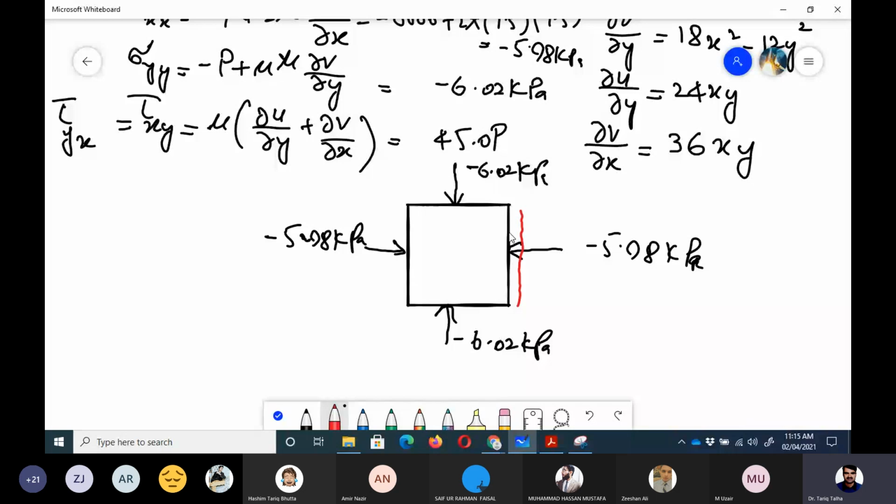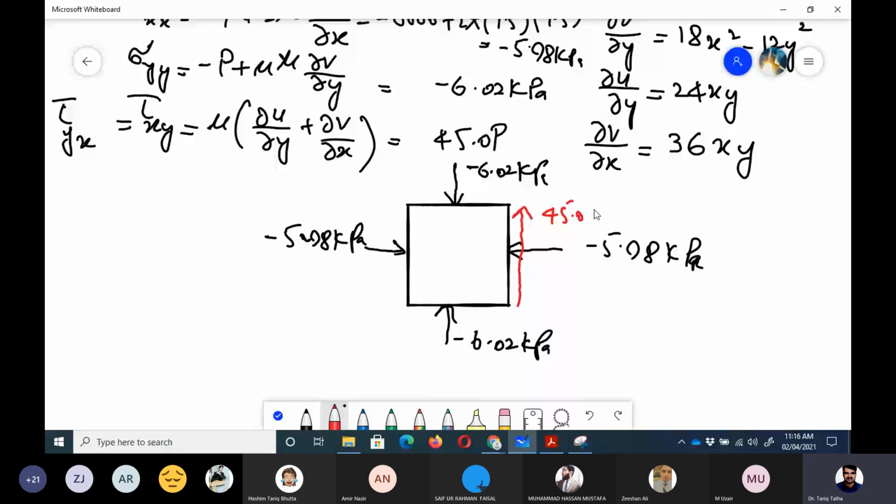Because we know that in order for a stress to be positive, the outward normal direction should be positive, which is this direction, and the direction in which it is pointing should also be positive. So if we talk about tau xy, x is the direction of the unit normal, which is positive, so y should also be positive here, like this, because the value is 45.0 Pascal.